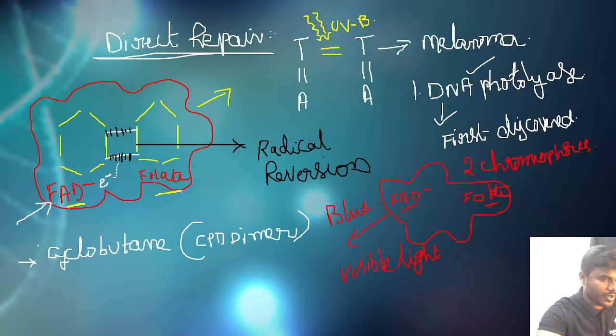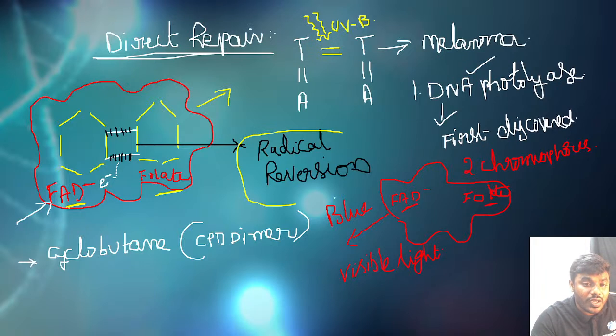Here FAD will come into the picture majorly, not the folate. FAD minus absorbs the blue light, and upon absorbing the blue light continuously, FAD minus gets excited. Upon excitation, it releases the excited electron. You know friends, the excited electron has a lot of power. Now the excited electron will go and reach the pyrimidine dimer. Now it starts breaking the bridge into small pieces. That is what we call the radical reversion.